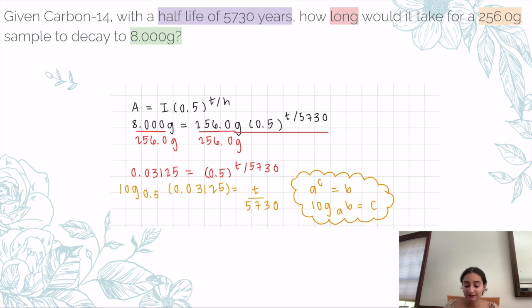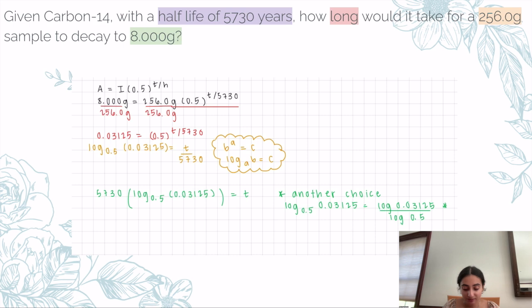You can also use this with X and Y's. And we can also do a change of base formula if we want. So I want to isolate t, so I can multiply both sides by 5730.